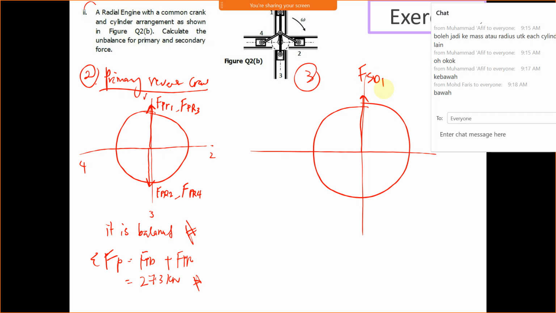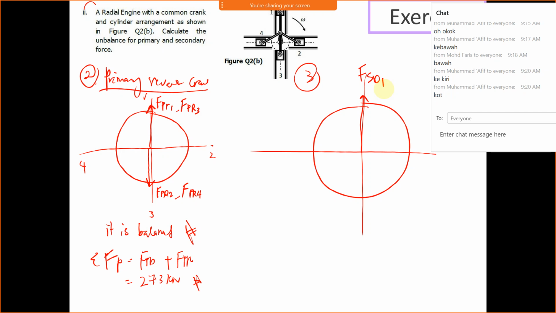Number 2 dekat mana? Where is our 2 theta? So if number 2, dia must be from cylinder line. Theta dekat sini. So 2 theta nya must be this way, isn't it? So our number 2 must be here. So FSD number 2. Okay, clear? Number 2 dekat situ.